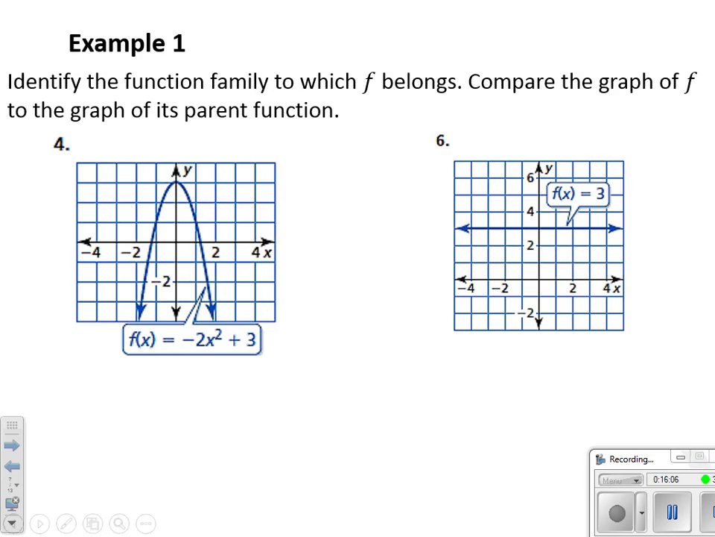All right, first example, identify the function family to which the function belongs. Compare the graph to the graph of its parent function. Well, f of x equals negative 2x squared. Okay, so that x squared is a dead giveaway. It's a quadratic function. It's in that family.